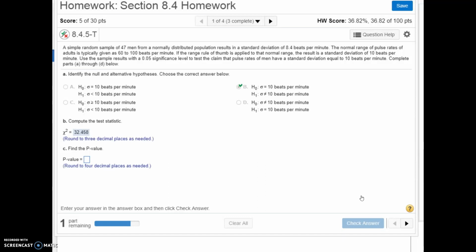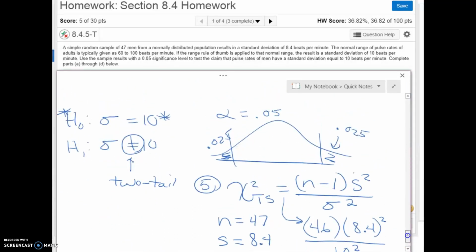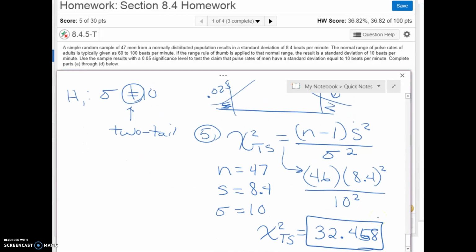Now to find the p-value, you've got to be careful, where our beats per minute are ranging from 60 to 100. So you kind of have to use your common sense to tell you whether this is the chi-squared to the right or the chi-squared to the left. Since we're going from 60 to 100, I'm going to assume it's the left side. So when I go to find my p-value here, I'm going to treat it like it's left side, and then I'm going to double it.